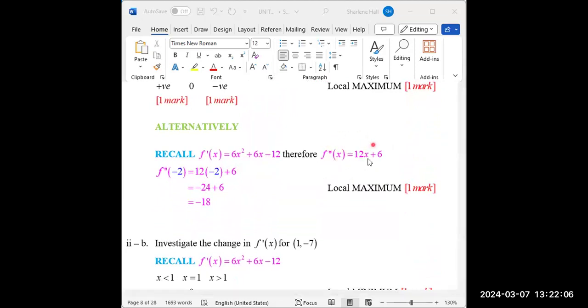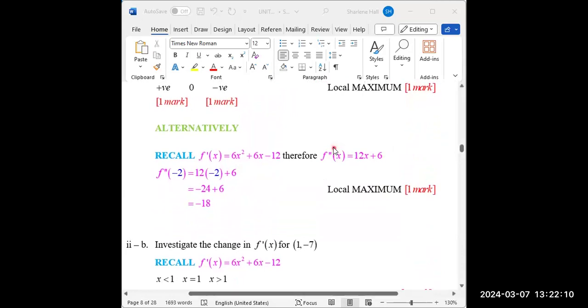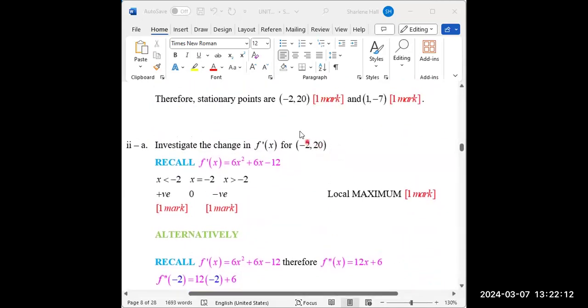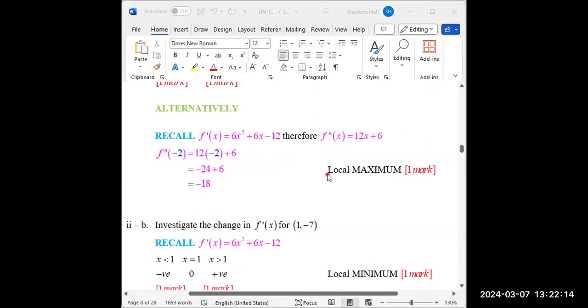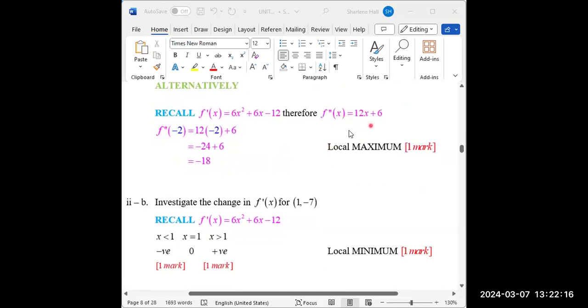Do you agree that this is the second derivative? Yeah, that's the second derivative. Now, for the stationary point, negative 2, 20. I don't have any y value because it's a single variable function. Anywhere in the function I see x, I'm going to put negative 2, because the stationary point says negative 2, 20.